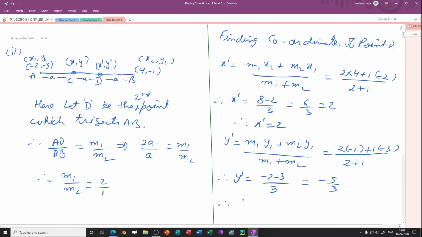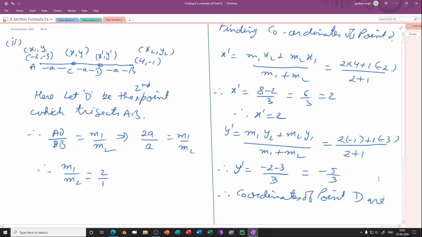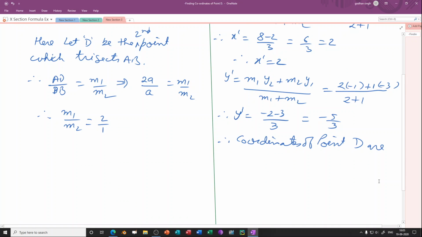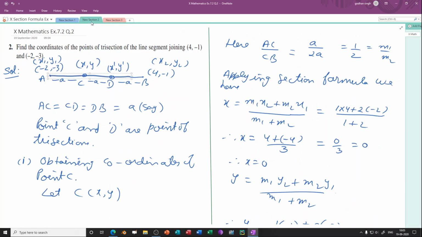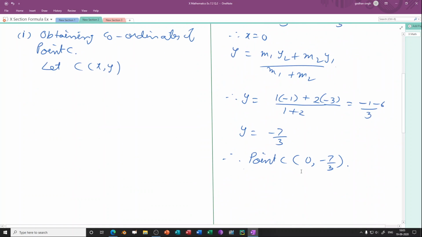Therefore we can say that coordinates of point D are, so let us see what are the coordinates of point D. That is x dash and y dash. So x dash is 2 and y dash is minus 5 by 3. So this is how we have obtained both the points of trisection. What is the first point? The first point of trisection was from here. We have obtained, that is C(0, minus 7 by 3). So this is the first point of trisection.